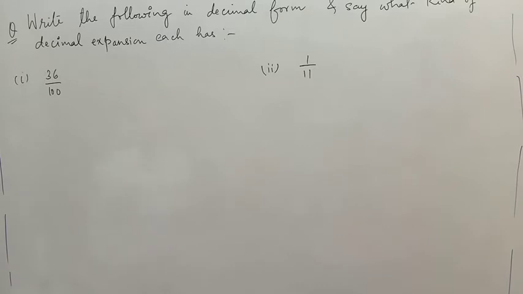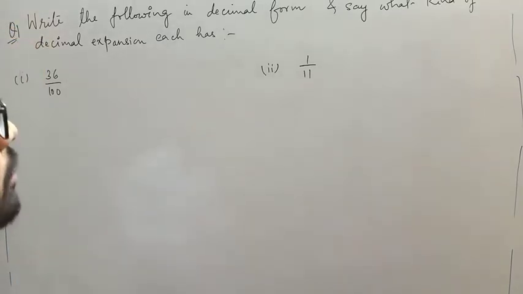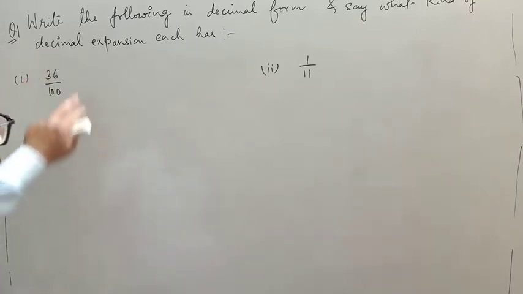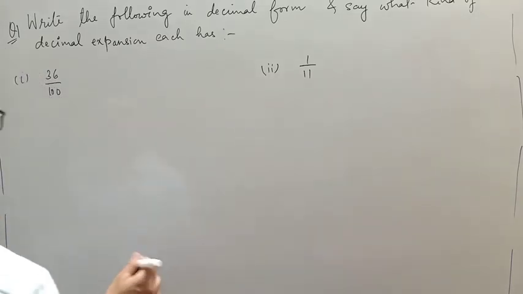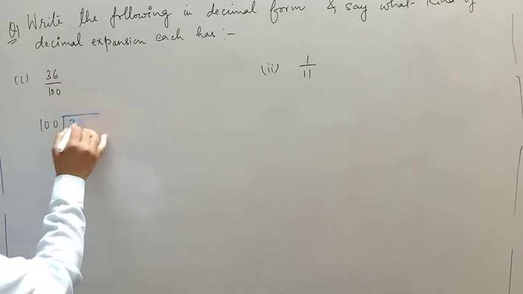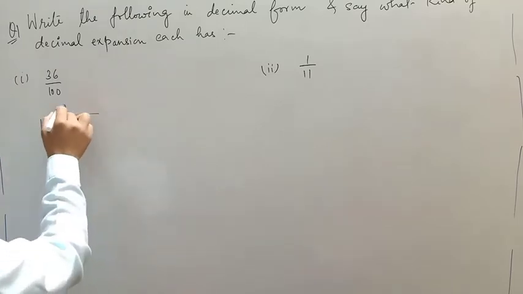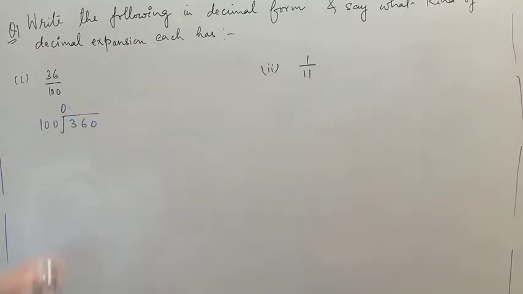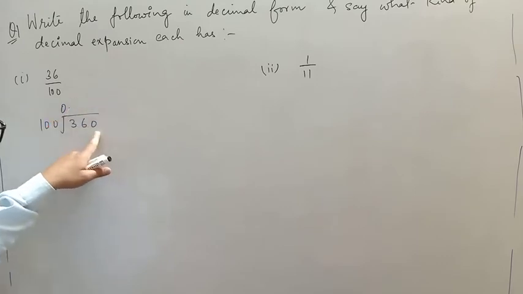Now the first question of your exercise is, write the following in decimal form and say what kind of decimal expansion each has. So the first question is 36 upon 100. That can be represented like this. Now 36 is less than 100, so I just need to put 0 and a decimal, and put a 0 here.